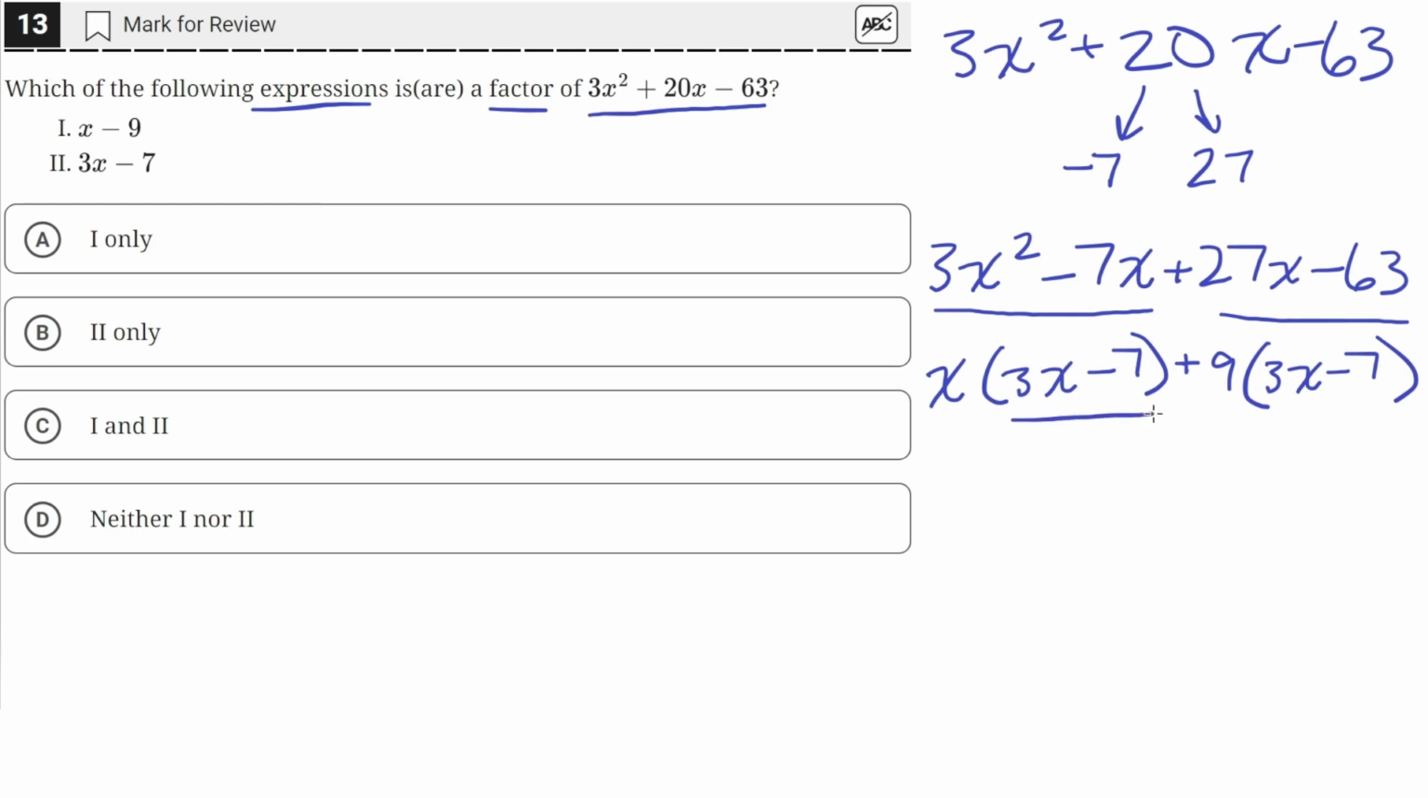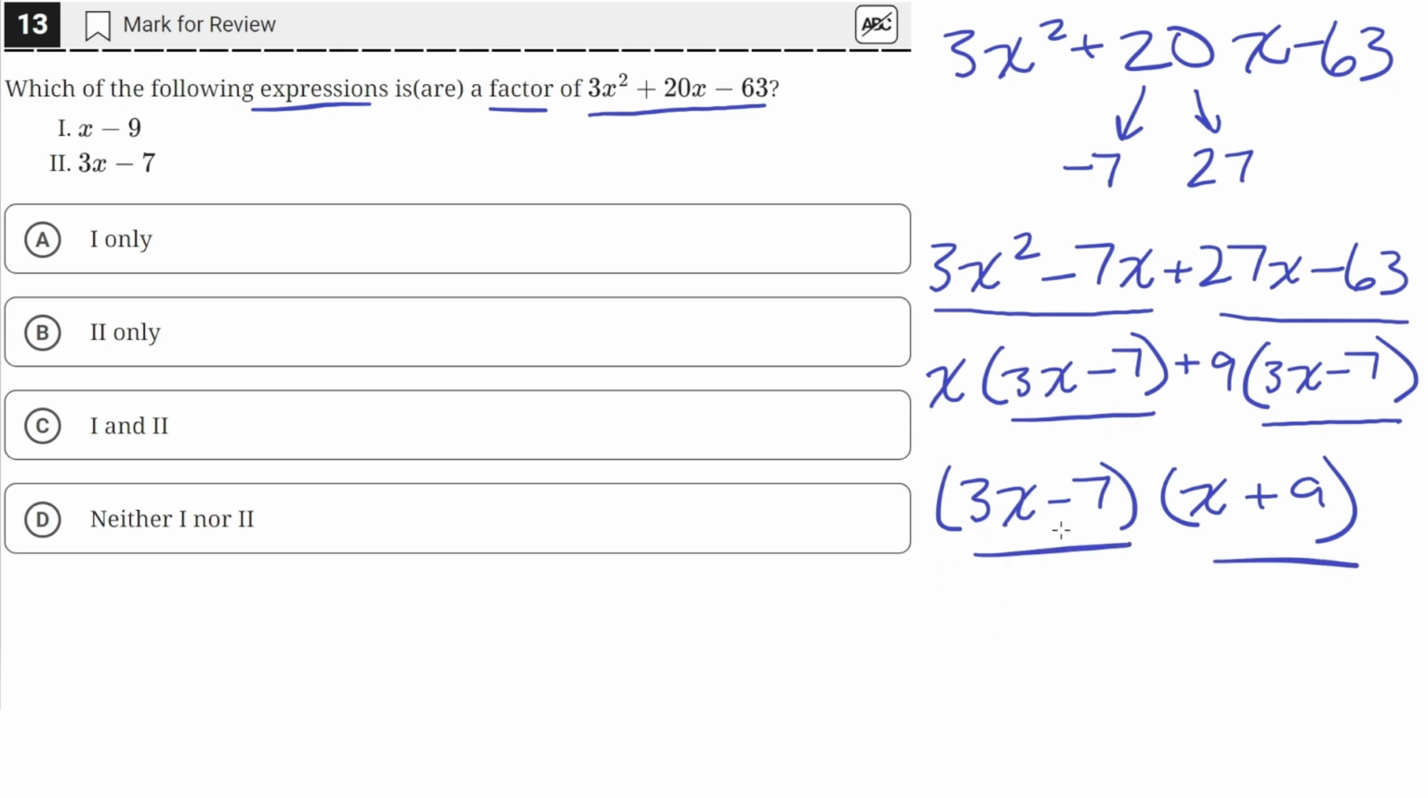Okay, and now we can see that these two quantities right here, the 3x minus 7, are common to both. So we can factor that out. So 3x minus 7 will be multiplied by these coefficients, x plus 9, for these factors. So multiplying this back out would get us back to this. But now we have a fully factored quadratic, and we can see whether these two are really its factors. So one of our factors is 3x minus 7, which is the second answer choice here. And then the other factor is x plus 9.